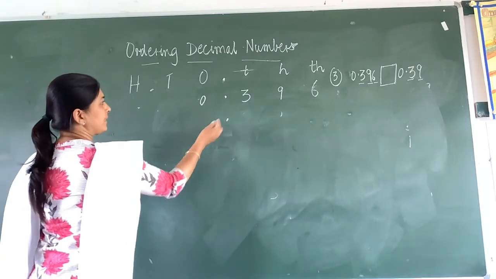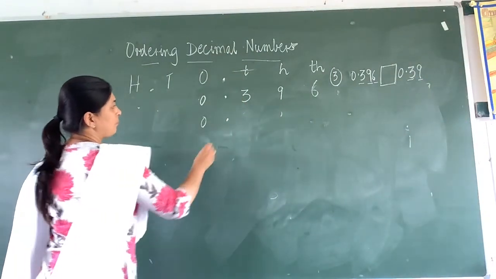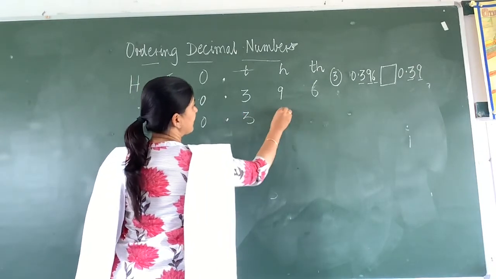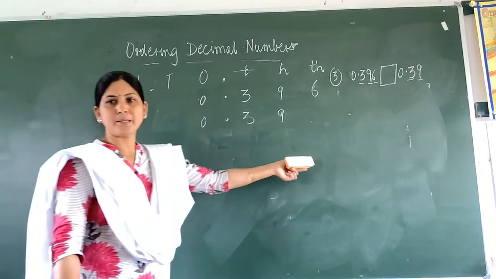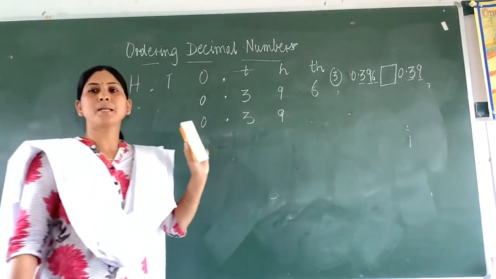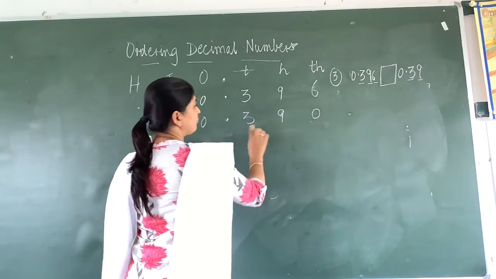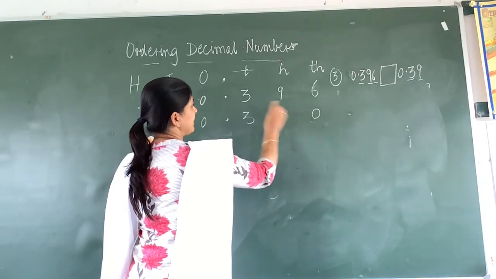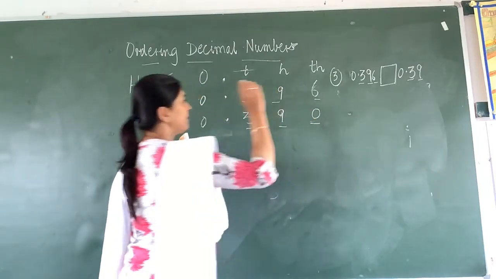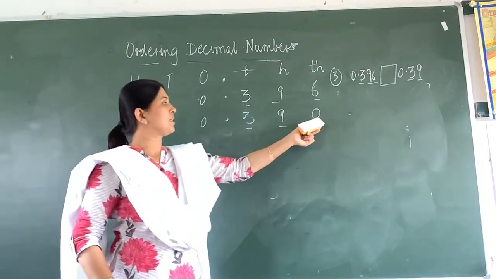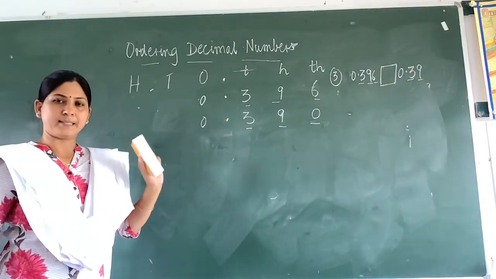Now 0.39. So let us write this also under the place value chart. 0.39. Now how will we convert these into like decimals? Now these decimal numbers can be converted. See, if I add a 0 on the right hand side of 0.39, this will have 3 decimal places and this will also have 3 decimal places. So we added a 0 here and we converted these into like decimals.